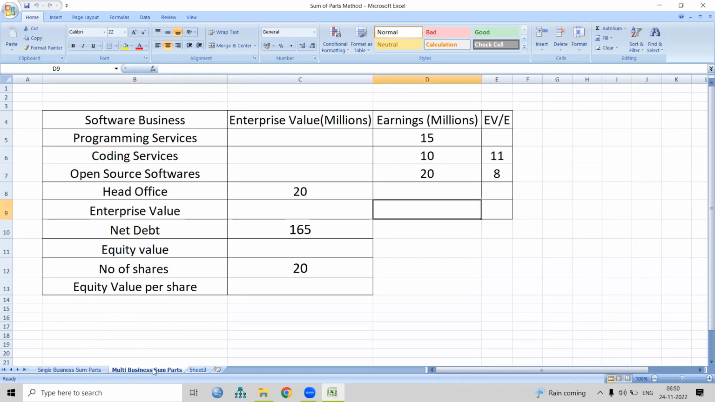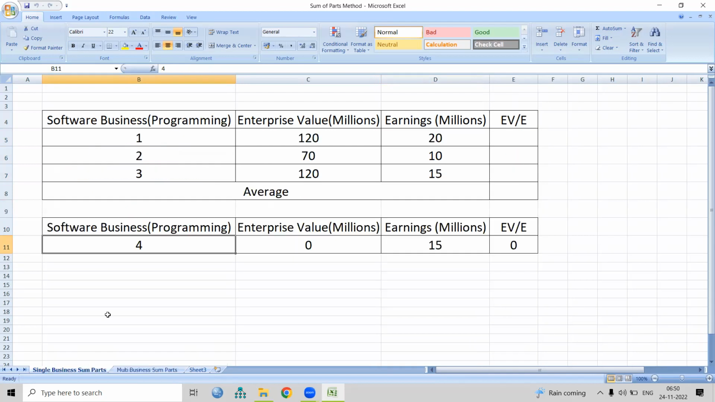Then coming to the second case, multiple business operations. Here we find out the value of the company based on multiple business operations. A software company may be in different business operations such as programming services, coding services, open source software, and so on. Correct. Now, what we do here is fix up the enterprise value for all such business operations, and then we take a total of it. That will give us the enterprise value. Right? Let's try to understand this now one by one.